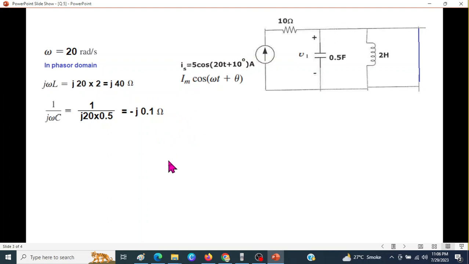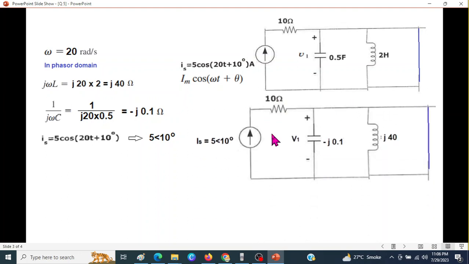And the source, we just take the magnitude and the angle if it is in cosine form. So we're just taking 5 and the angle 10. And now we'll draw the equivalent circuit in phasor domain. So this is the equivalent circuit. We have replaced the source by this value, and replaced the capacitance and the value of inductance as well. And now the aim is to find this voltage here.